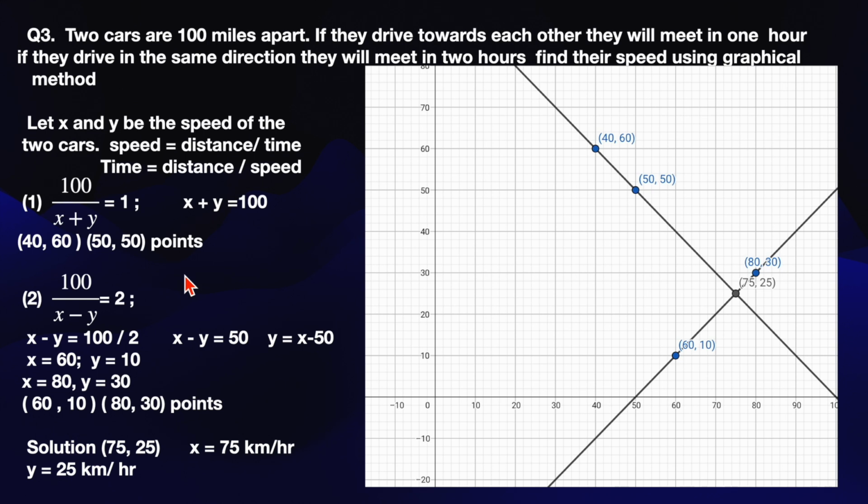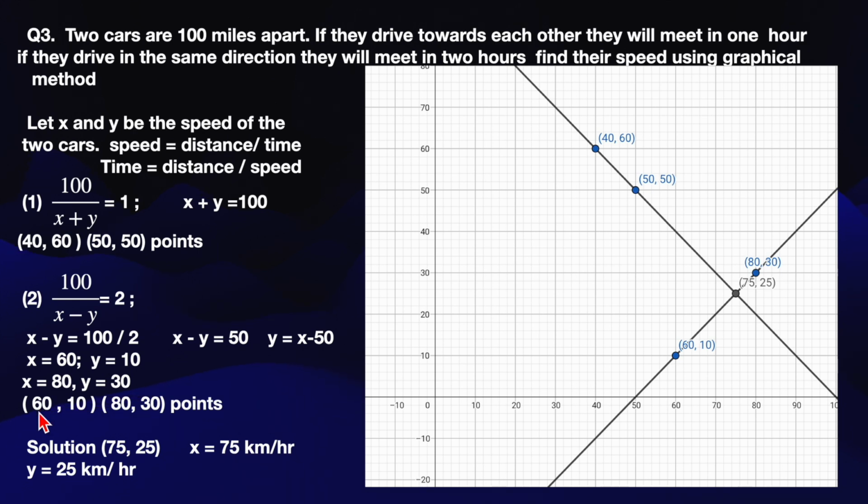Okay, let's go to the second. So if they drive in the same direction, they will meet in 2 hours. So distance is same, 100 upon, here we will subtract x minus y is equal to 2. 2 is the time taken. Okay, now write down this equation. We get x minus y is equal to 50, y is equal to x minus 50. So put value of x as 60, you get y as 10. Put x as 80, you get y as 30. So I've got 2. You can put any values. I've just put like this.